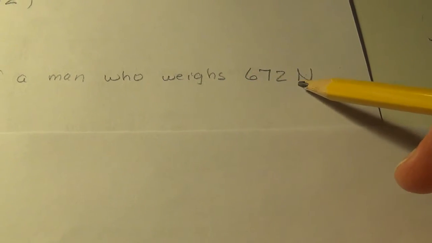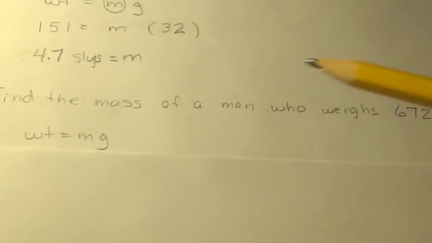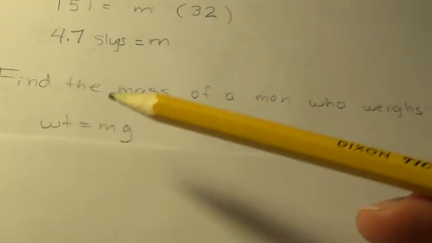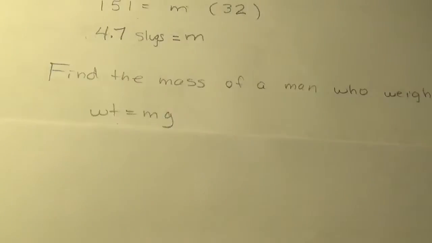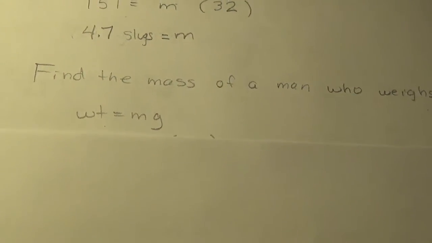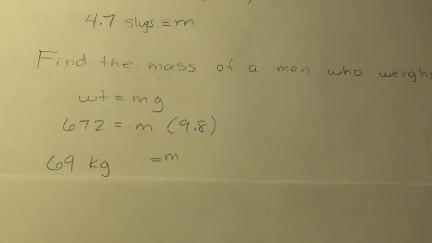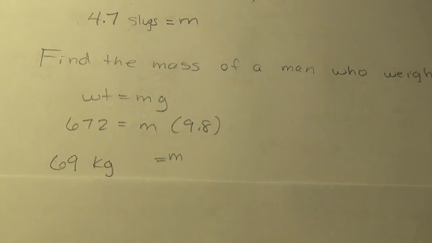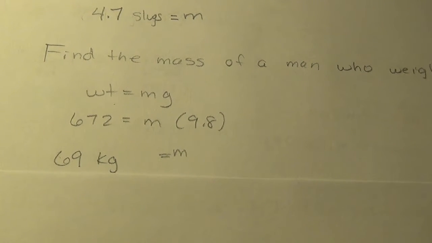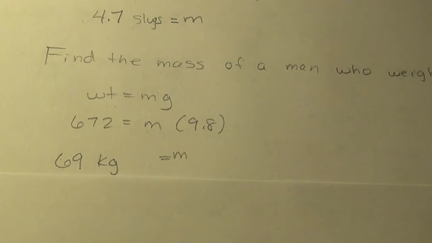Remember, this is a force, weight is a force, so under weight, I'm going to grab the number 672, and g is 9.8. I'm going to divide both sides by 9.8, and I'm going to get, to 2 sig figs, the mass of the man is 69 kilograms.